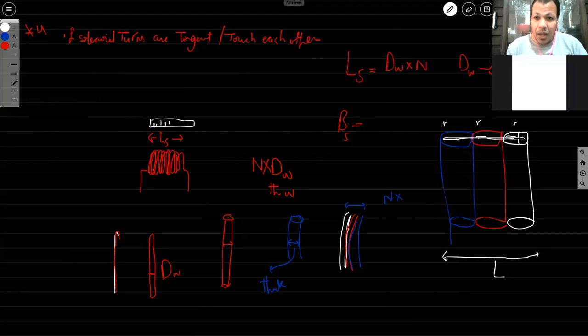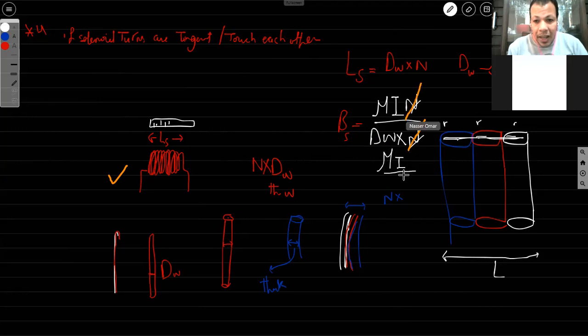Okay, I understand, yes. So the length of the solenoid in this case is equal to the number of turns multiplied by the diameter of the wire, or thickness of the wire. And of course, B will equal mu I N over diameter of the wire multiplied by N. So N will cancel with N, and B will equal mu I over the thickness of the wire, or the diameter of the wire. Okay, that's clear. So any problem about this point? No problem.